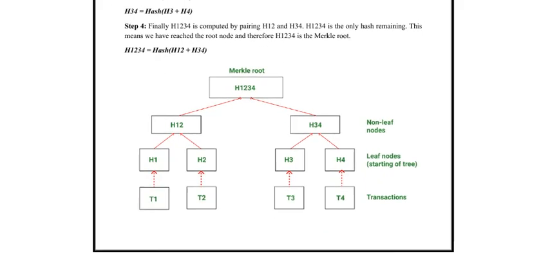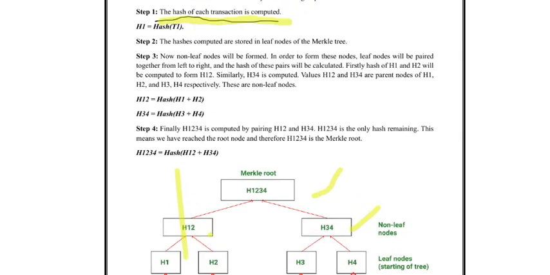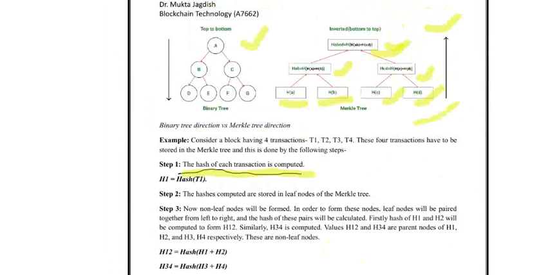See here, T1, T2 are transactions, H1, H2, H3, H4 are the leaf nodes at the start of the tree, H12 and H34 are non-leaf nodes, and then later on it becomes a bottom to top approach, that is H1234. So as we know here, this is an approach of bottom to top. So we have come up with the concluded example.